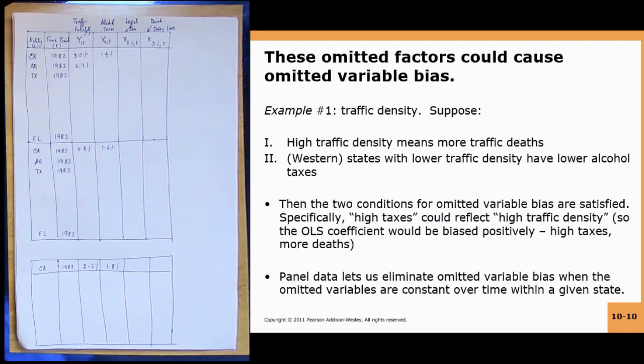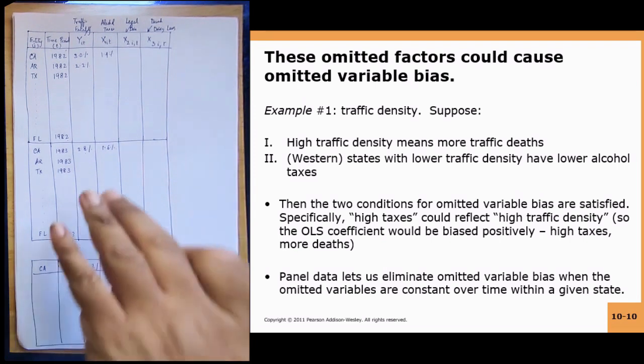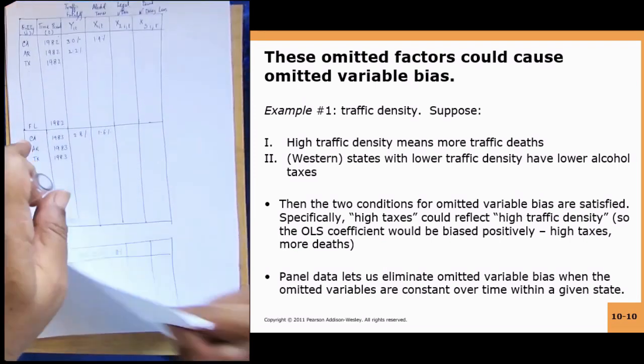So, these omitted factors that we just talked about, the traffic density, the culture around drinking and driving, the quality of automobiles, the quality of the road, could cause omitted variable bias. Let us take one particular example. If you remember from our early lectures, what are the conditions for an omitted variable bias to happen? Suppose your variable of interest is x1.